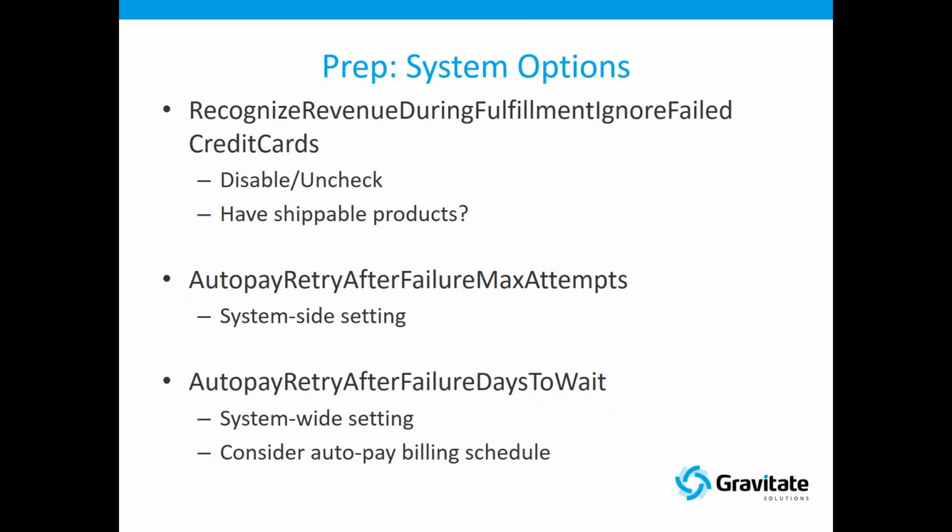And so what this is saying is, if I failed on Monday, how many days do I need to wait before, and this is across the system again, how many days do I need to wait until I try that credit card again? So if it's set to 5 and on Monday you ran renewals and then you tried to run the renewals again on Tuesday, this credit card gets skipped. So you do want to consider your auto pay billing schedule when you are setting up the days to wait.